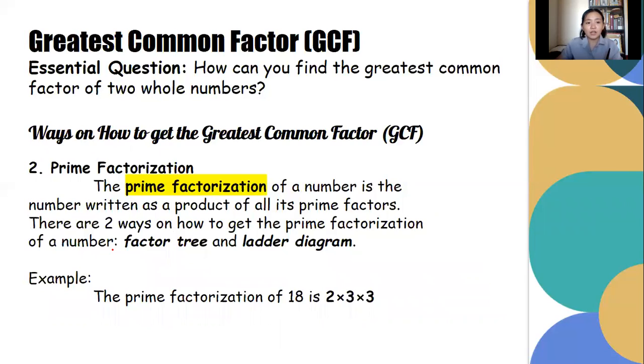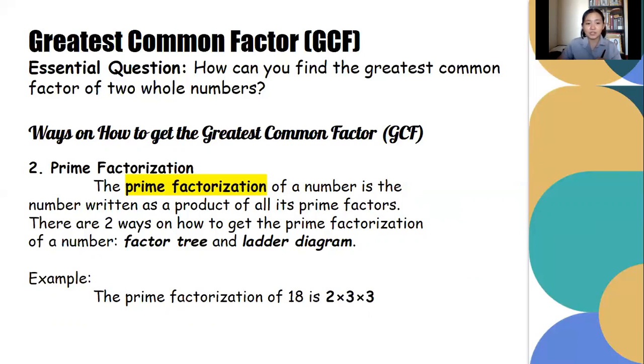The second available method is the prime factorization. For those who don't know what prime factorization means, this is actually the number written as the product of all of its prime factors. Just a recap, based from your first term lessons, prime numbers are actually numbers that only have two possible factors, only one and the number itself.